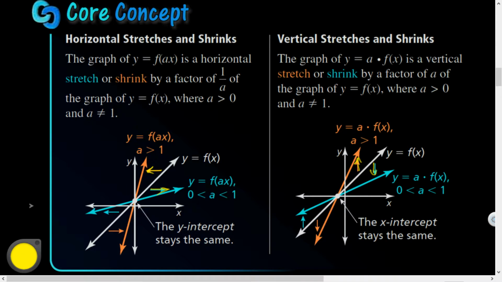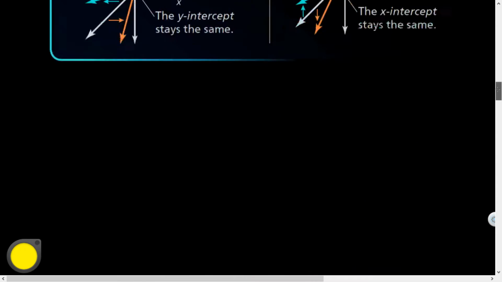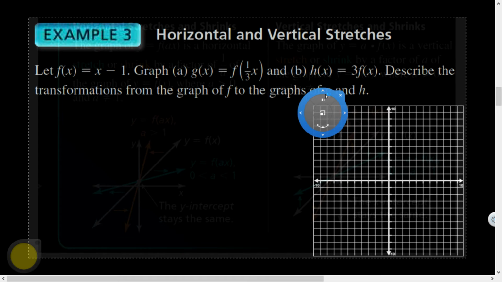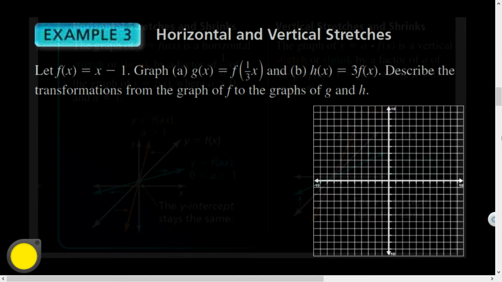So let's put this to work, friends. Let's do an example. I've got example 3 coming for you and me. Here we go. Horizontal and vertical stretches.